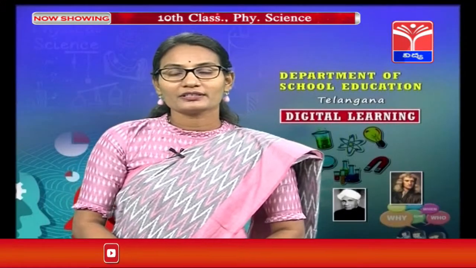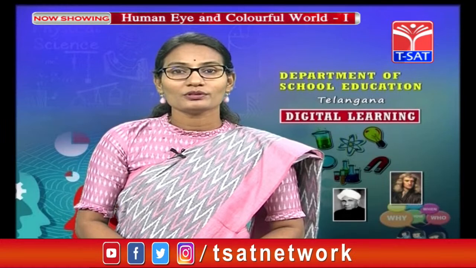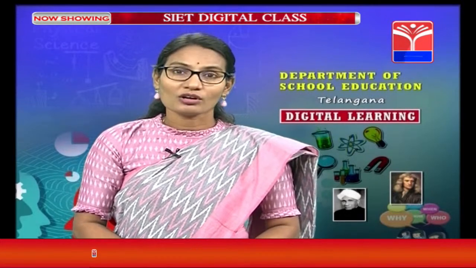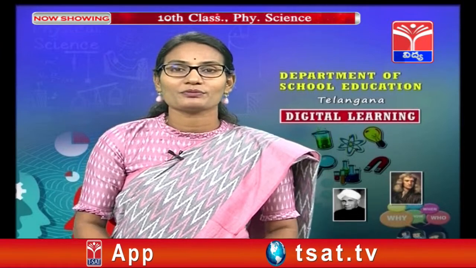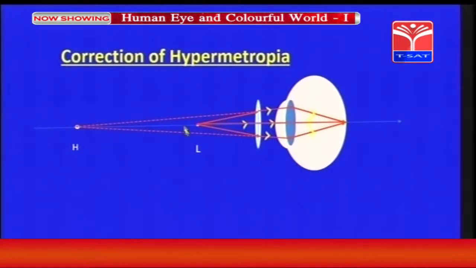How can we correct this hypermetropia? What lenses do we have to use to correct this hypermetropia? Yes, we use a convex lens, a biconvex lens, to correct this hypermetropia. So observe this ray diagram. This is the correction of hypermetropia.